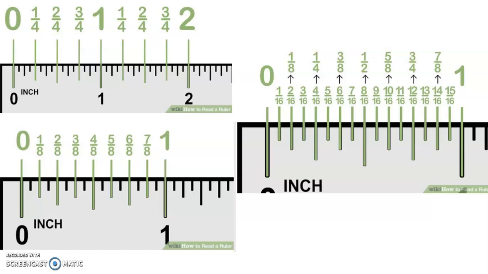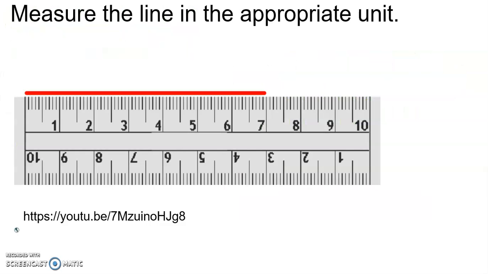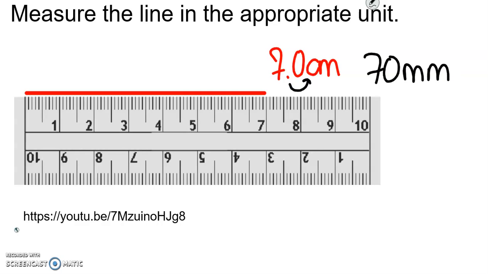So centimeters look like this, and centimeters go by tenths. So if we're measuring this line, we have exactly 7.0 centimeters. Now for measuring in millimeters, we want to move the decimal spot to the right once. So this will be 70 millimeters.